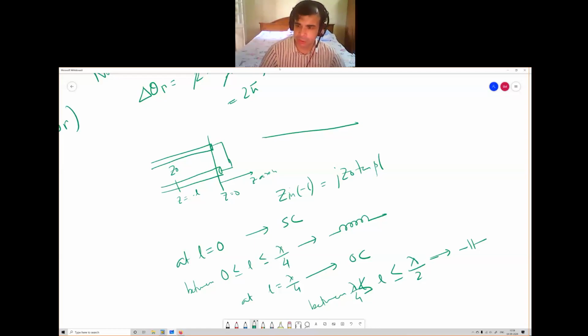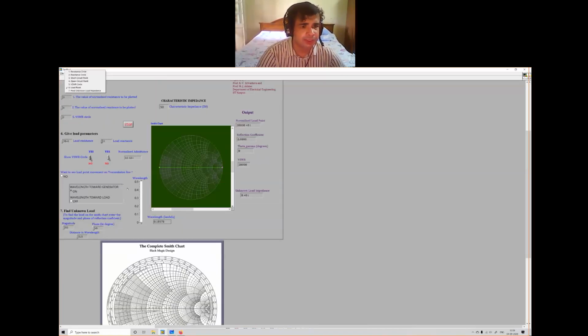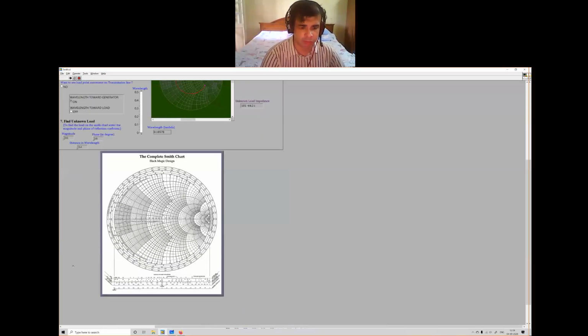Let us verify this using the Smith chart. This was the short circuit point on the Smith chart. Actually, now this 7th experiment has some problems. If we take it towards the load or towards the generator, they show the same thing. So it's difficult to do this experiment here. So let me tell you at least something.